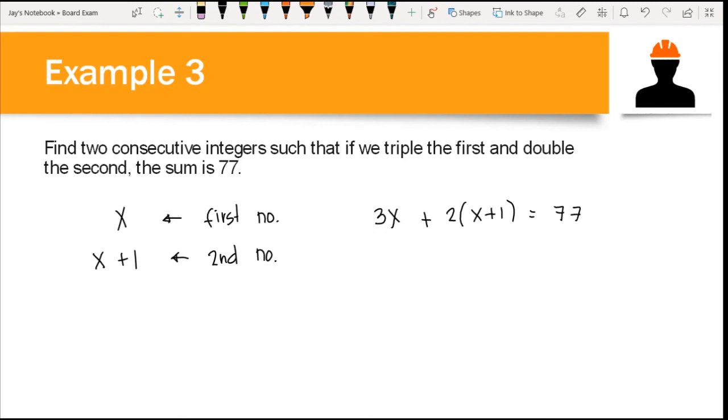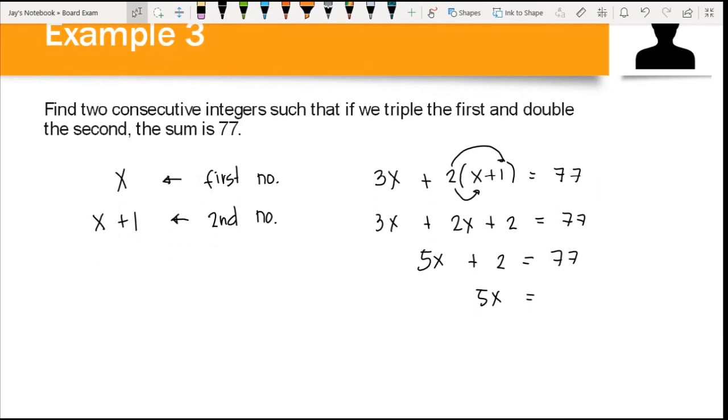So if we evaluate this equation further, we have 3x plus, then you multiply 2 inside the term, so you distribute 2 times x, that would give us 2x, then 2 times 1, that would give us 2, so we add 2, and then we equate this to 77. So we can combine similar terms. So we have 3x and 2x. That means we have 5x. Then plus 2 equals 77. So we have 5x is equal to 77 minus 2. This would give us 75. So that means we have x here is equal to, now we divide both sides by 5. So that means we have 15.